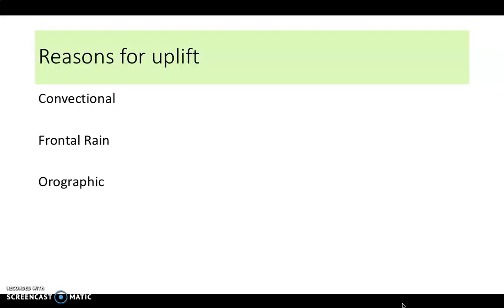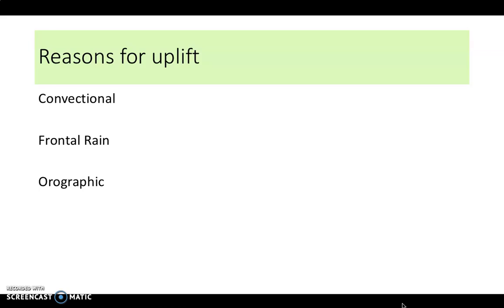Now, there are three main reasons for air to be caused uplift into the atmosphere. You might have heard of some of these before when you studied weather and climate in lower school. So you've got convectional rain, you've got frontal rain, and you've got something called orographic rain. Orographic you might have come across before as being called relief rain, and that means pertaining to height of land. I'm going to get you to look at these in a lot more detail in the lesson today. I'm just going to talk a little bit about what each of these are.